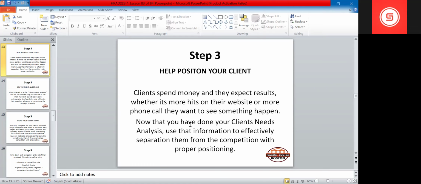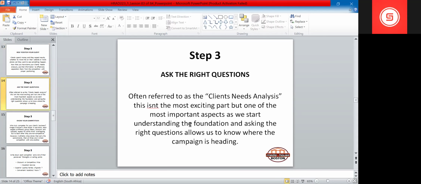Okay, step three, help position your client. So clients will spend money and they expect results. So whether it's more hits on their website or more phone calls, they want to see something happen, right? Now that you have done your client's needs analysis, you would use that information to effectively have that separation made from the competition with a proper positioning point that you can move forward with. Still within, obviously, step three, and we're going to be in step three for quite a while.